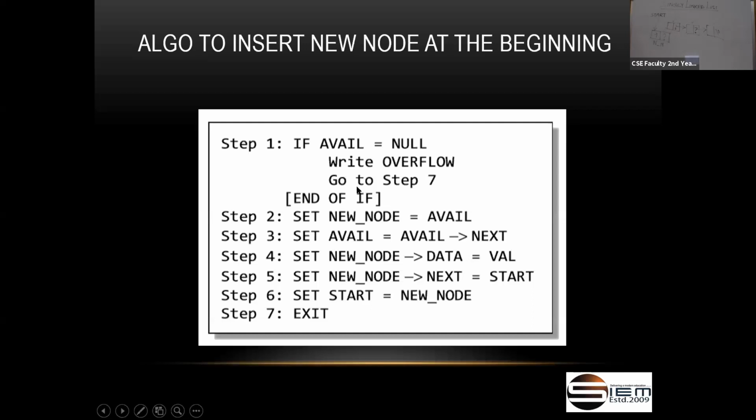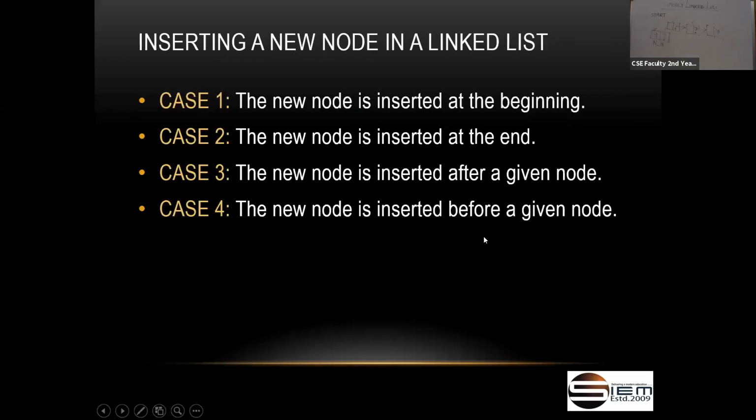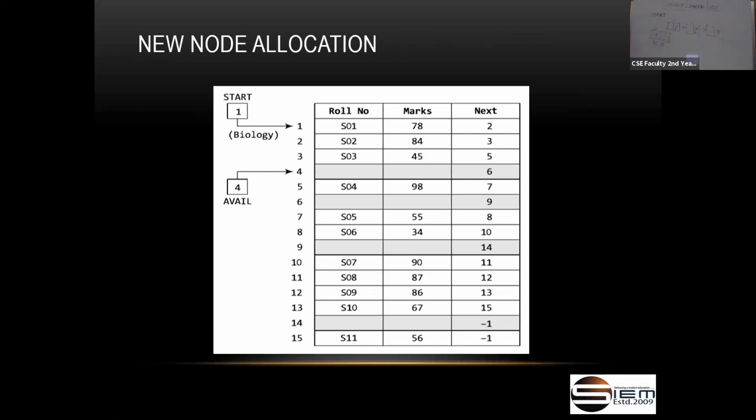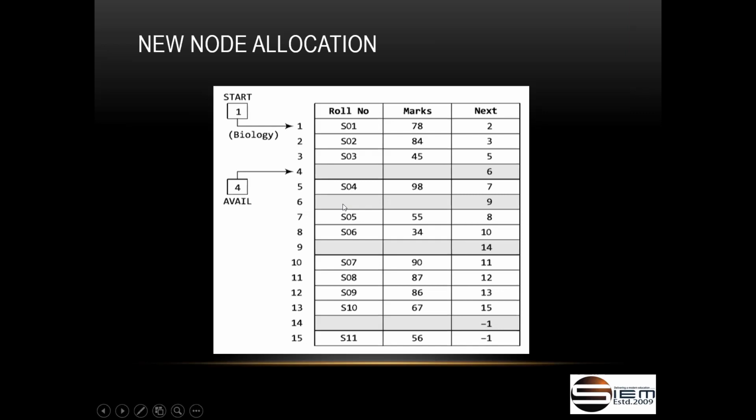Next is, if there is available space, then set new node equal to avail and avail equal to avail next. That means what? New node equal to avail. That means new node will take which address? 4. That is avail. And avail will become avail next. That means avail will become 6. Is it clear? Yes, ma'am. Clear.